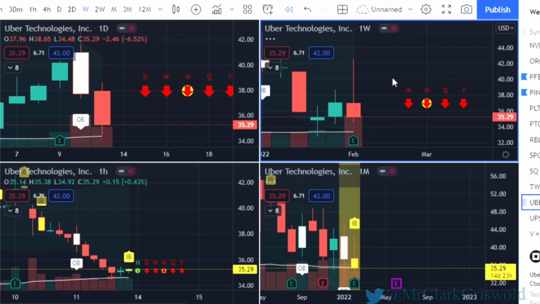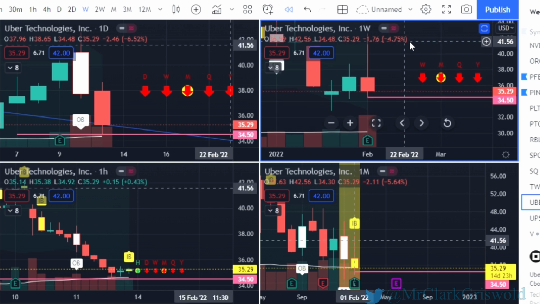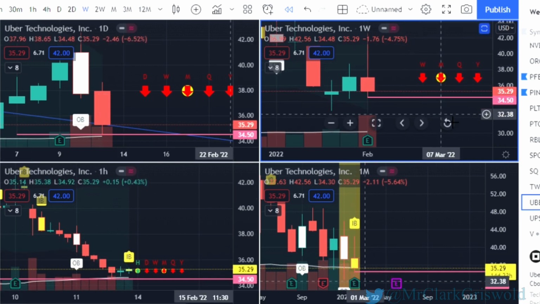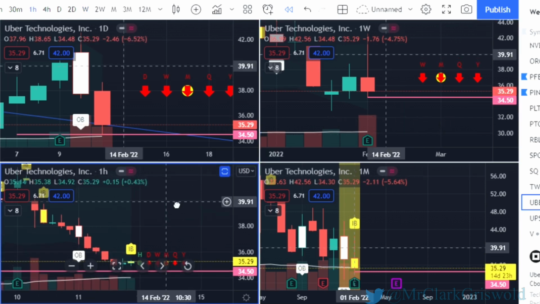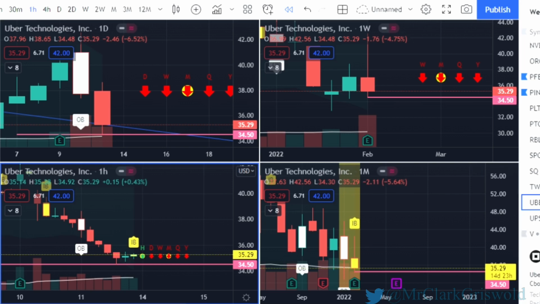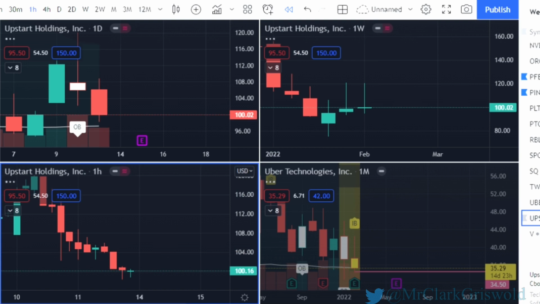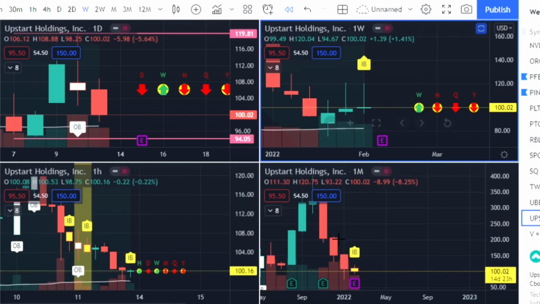Okay, so Uber, same thing. We'd be looking for a 2 down reversal. We finished 2 up red, shooter candle here, and we'd be looking for puts at $34.50. We have an inside bar on the hourly, time frame continuity to the downside. Upstart, UPST, we are looking at an inside bar on the weekly. The monthly is also an inside bar.